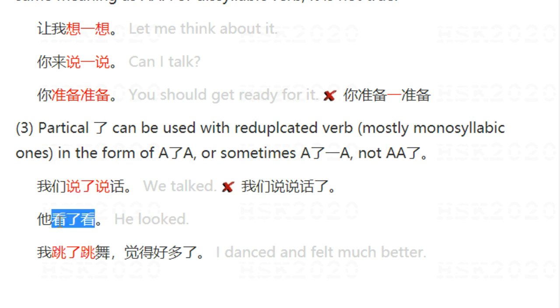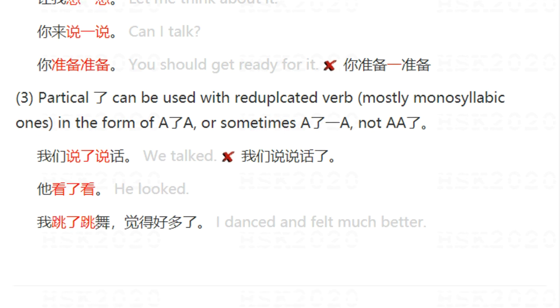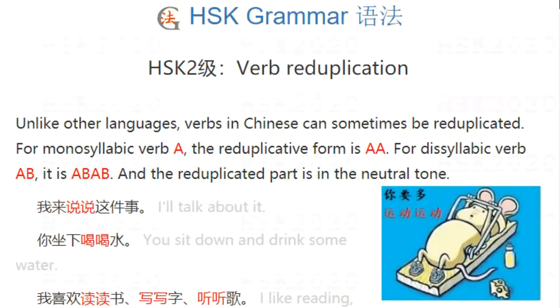他看了看, he looked. Don't say 他看看了, not right. 我跳了跳舞，感觉好多了。Don't say 我跳跳了舞，觉得好多了。No, that is not right. So those are the grammar points for verb reduplication. Thank you very much.